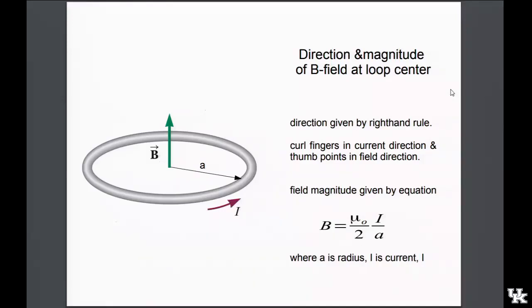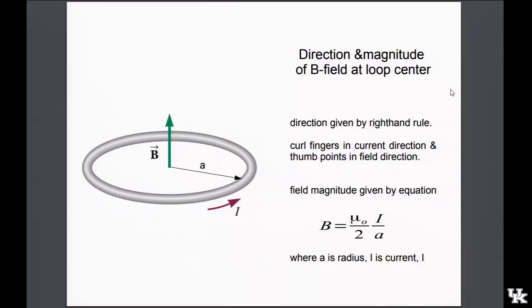So here's our current loop over here on the left-hand side. In this case, the current is heading around in this direction. So it's coming out of the screen on the left. It's going into the screen on the right. The radius, the dimension of the current loop, is given this symbol A. So A is the radius in meters of the current loop. And here's the magnetic field. Here's a sketch of the magnetic field at the center. This is the magnetic field vector at the center. And it's this vector's direction, this vector's size, that we want to quantitatively describe.